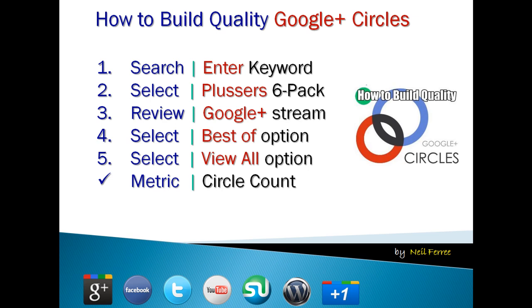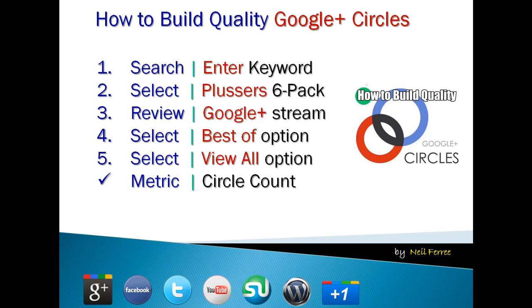So as you can see here, step one starts with the keyword. And then Google will render up the top 6 Google Plus people whose content is most relevant to that keyword phrase: local SEO, video SEO, social SEO. And then I inspect the stream, because it's LIFO, last in first out, and that's kind of an indicator. But then I select best of so I can see what the algorithm says. These are the plusers who have the most relevant content based on that keyword search term.